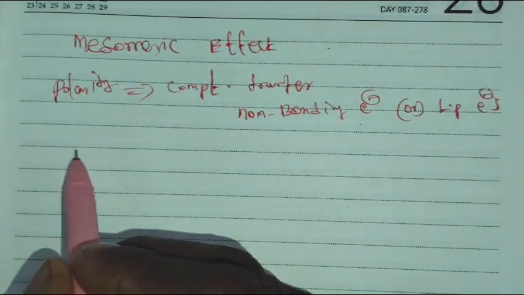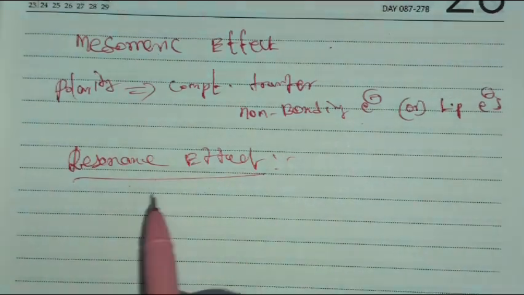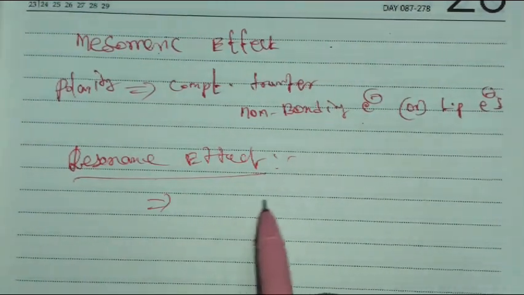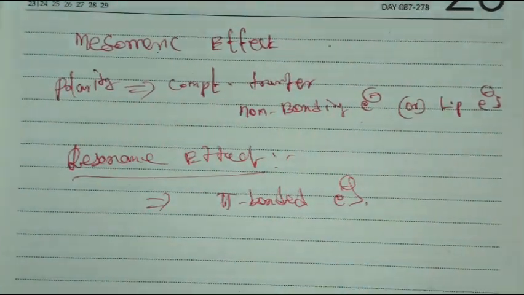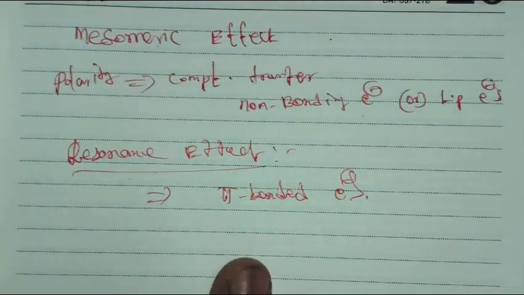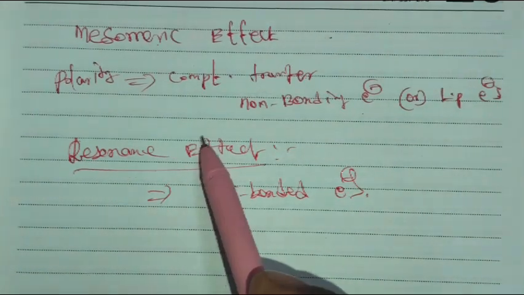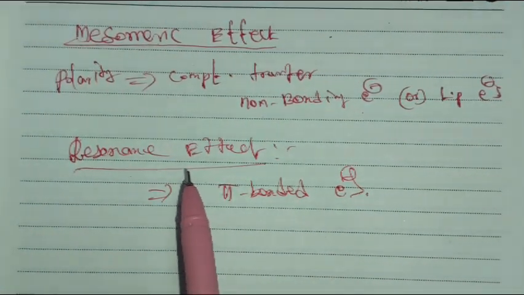In the resonance effect, it is only the pi bonded electrons that create the polarity. So here it is pi bonded electrons, and polarity can be developed from the conjugated system by them. These two effects, mesomeric and resonance, resemble each other, which is why we can cover both effects together in this video.